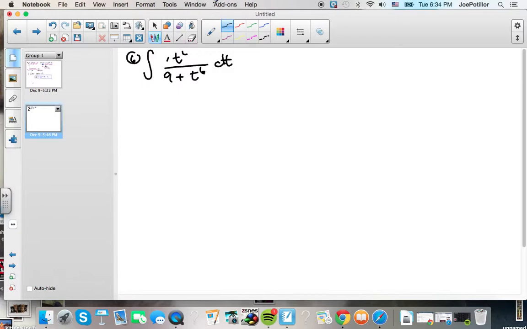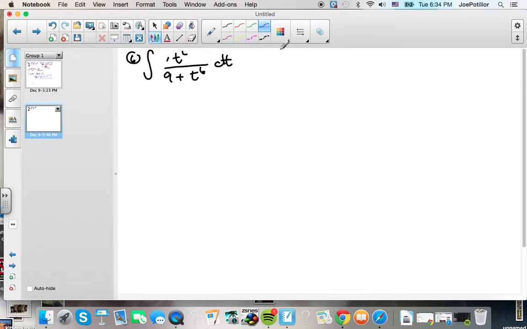Or I could let u be t to the 4th, and then I'm left with the leftover t, which makes it that much more complicated and I'd have to do another substitution. So it gets to be relatively tricky. But I'm going to use the slightly more obvious substitution here of u equals t to the 3rd.